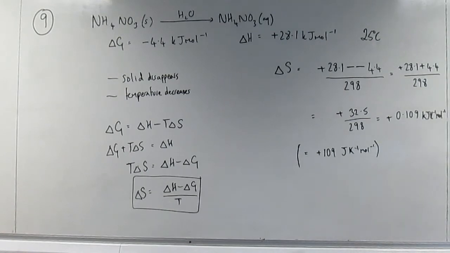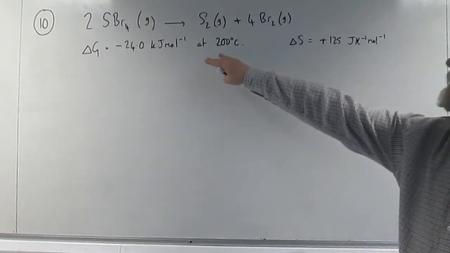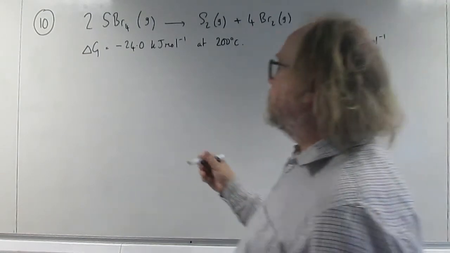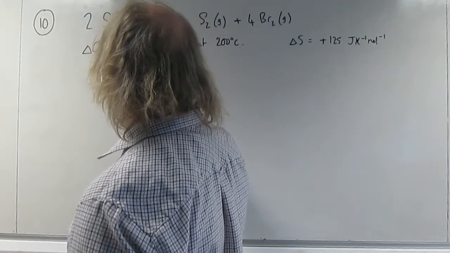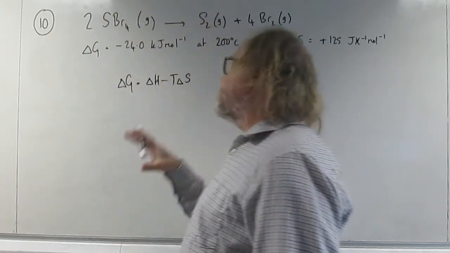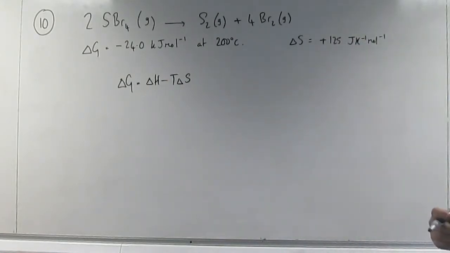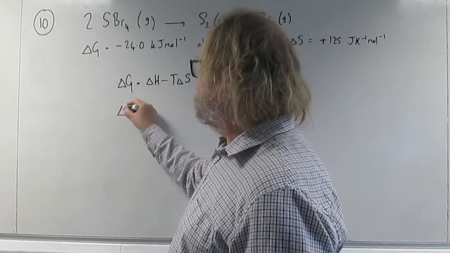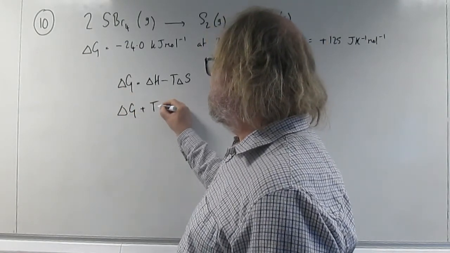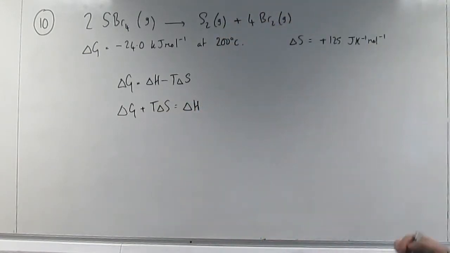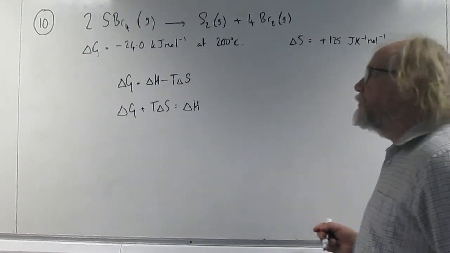That's important. Question 10, we're given the delta G and we're given the delta S, so we can calculate the delta H. So again, the first thing to do is write down the definition. Delta G is delta H minus T delta S, and then rearrange it. So always write it down first, then rearrange it. So you can see all we have to do this time is add T delta S to each side. So we get delta G plus T delta S is equal to delta H. So it's an easy rearrangement this time. And we can just put the numbers in with the usual precautions.